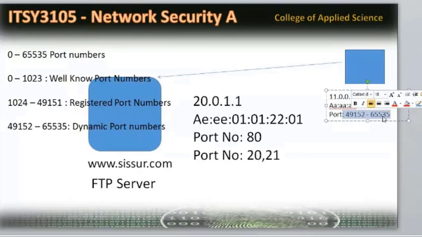So I'll summarize the three things: IP address, MAC address, and port number. The MAC address is layer 2 and cannot be changed. It is fixed. The IP address is layer 3, and port numbers are layer 4. Regarding the port numbers, different types of port numbers are available. So this is the overall thing.